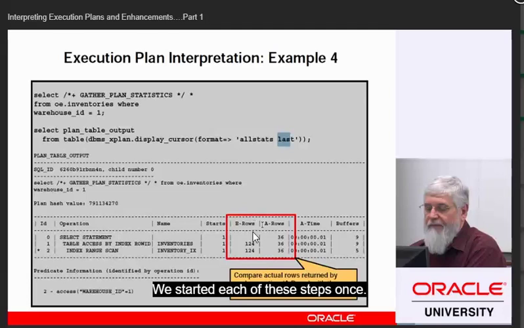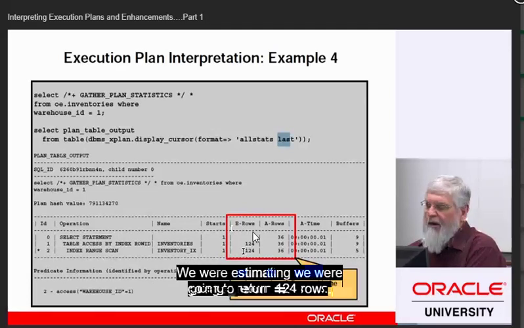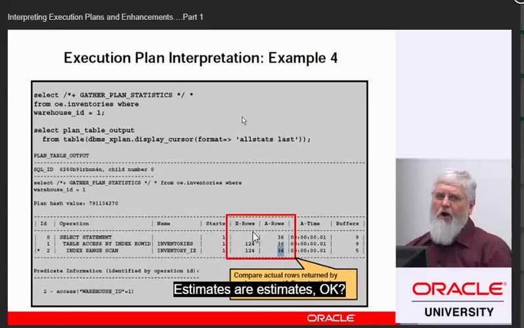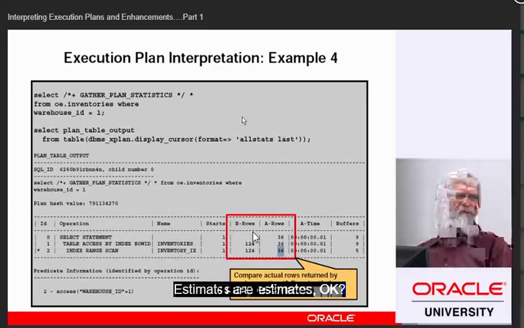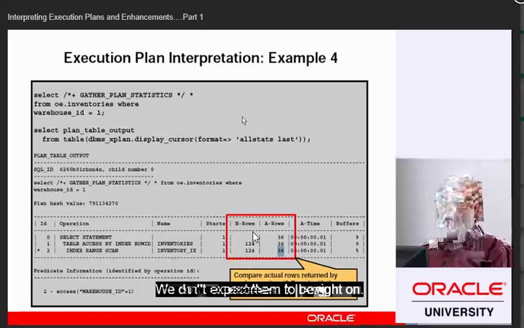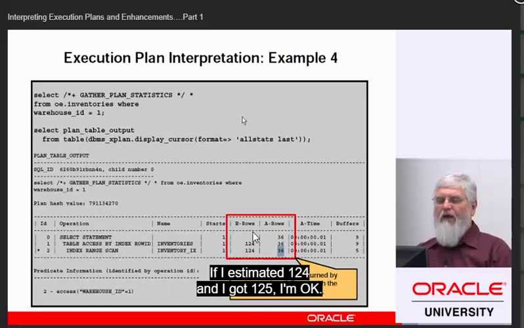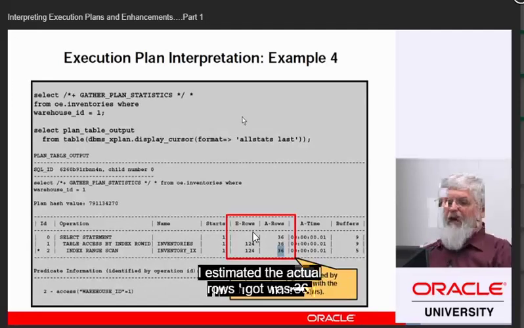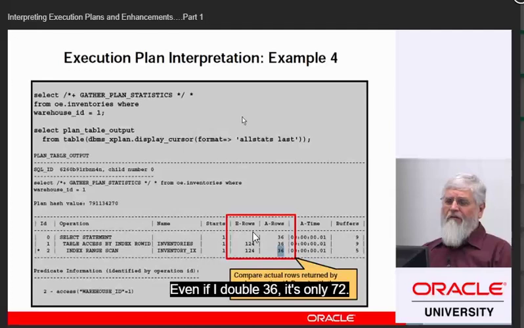Estimates are estimates. We don't expect them to be right on. If I estimated 124 and I got 125, I'm okay. If I got 118, I'm okay. The actual rows I got was 36. Even if I double 36, it's only 72. We were off by more than 100%. That's a poor estimate. What it really tells me is this wasn't a very good estimate for some reason.